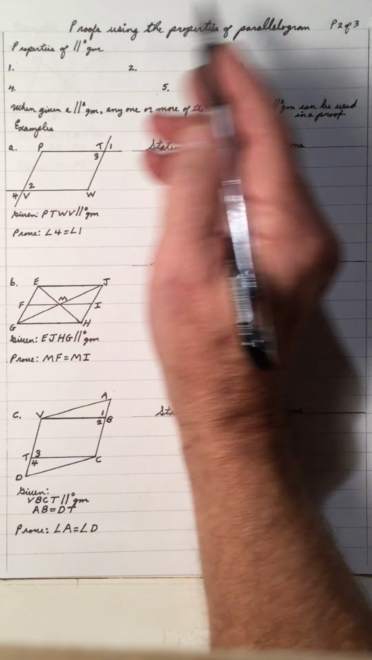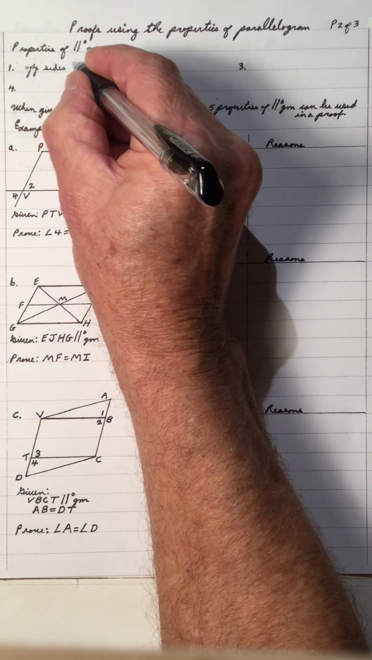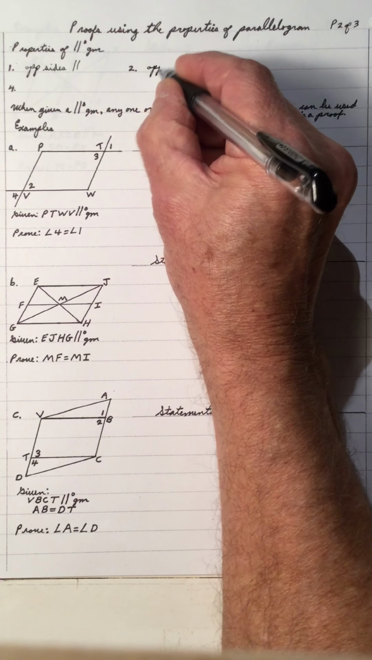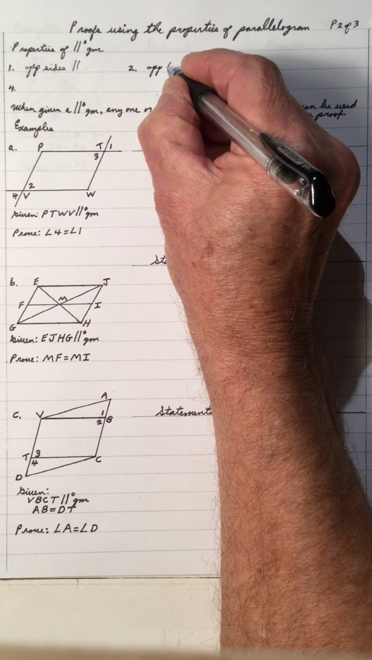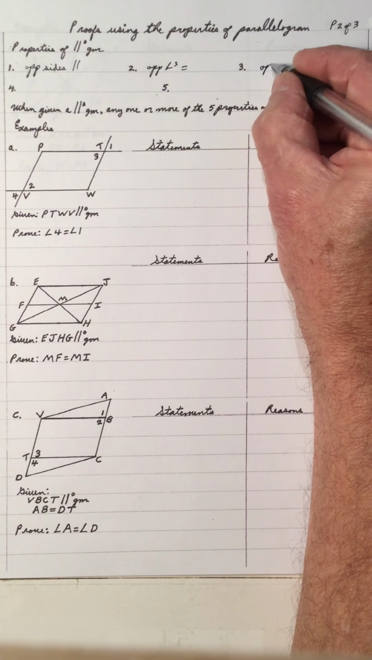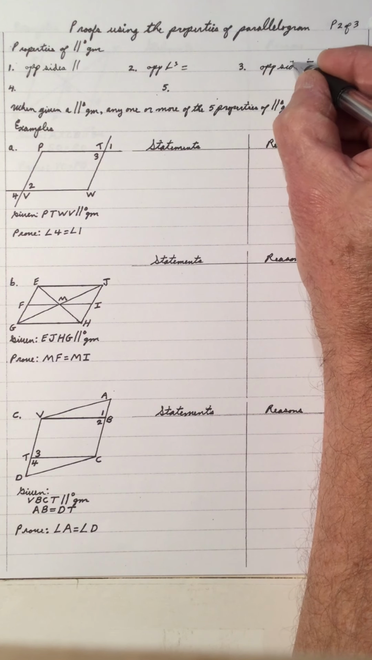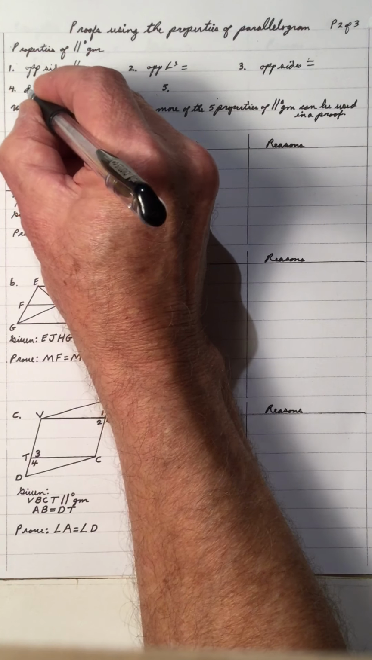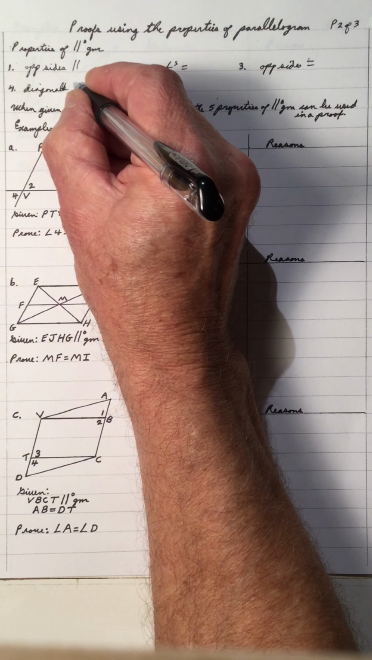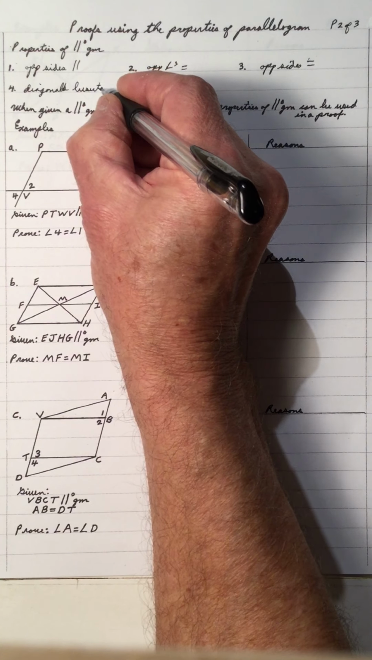The properties of parallelograms are: opposite sides parallel. Another property is that opposite angles are equal. We could have opposite sides are equal. And we could say that the diagonals bisect each other.